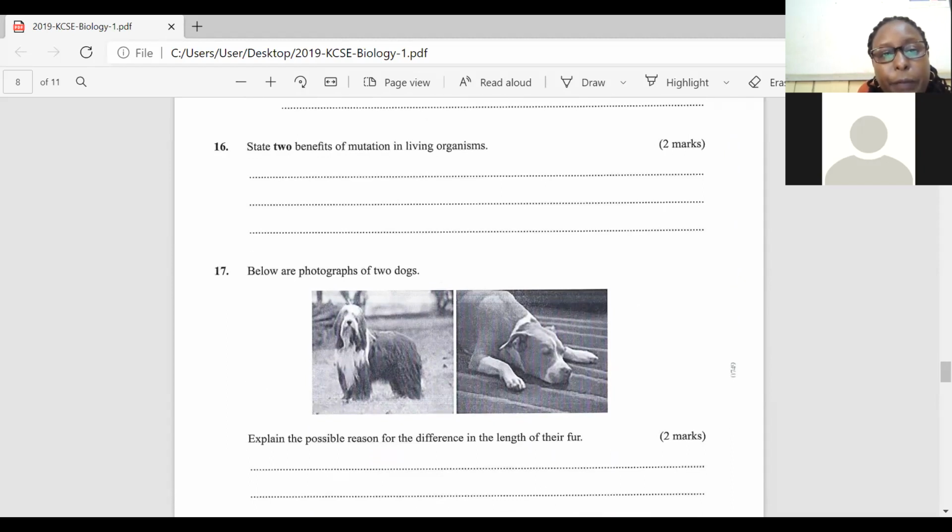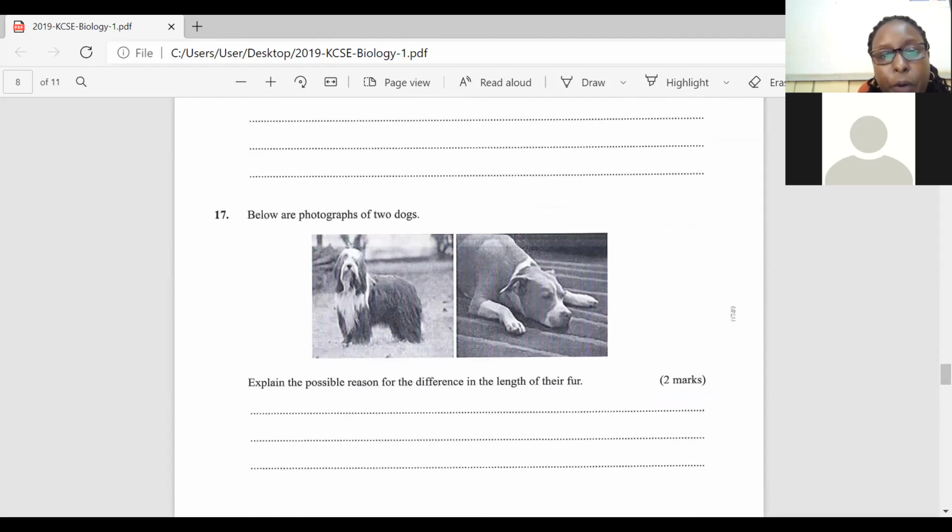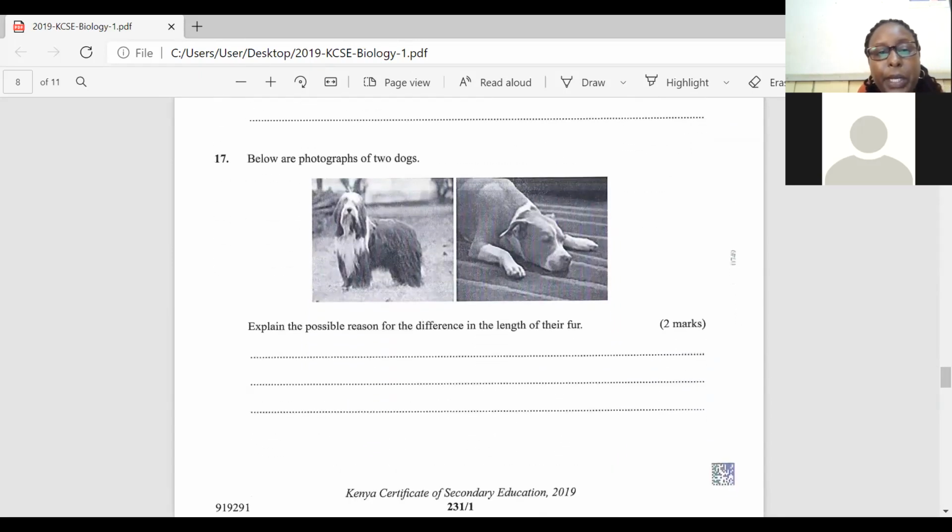State 2 benefits of mutation in living organisms. Mutation is covered in genetics in Form 4 work. That was also clear for the student. Then we have this other question, question number 17, where we have the photographs of the 2 dogs, where the student had to explain the reason for the difference in the length of their fur.